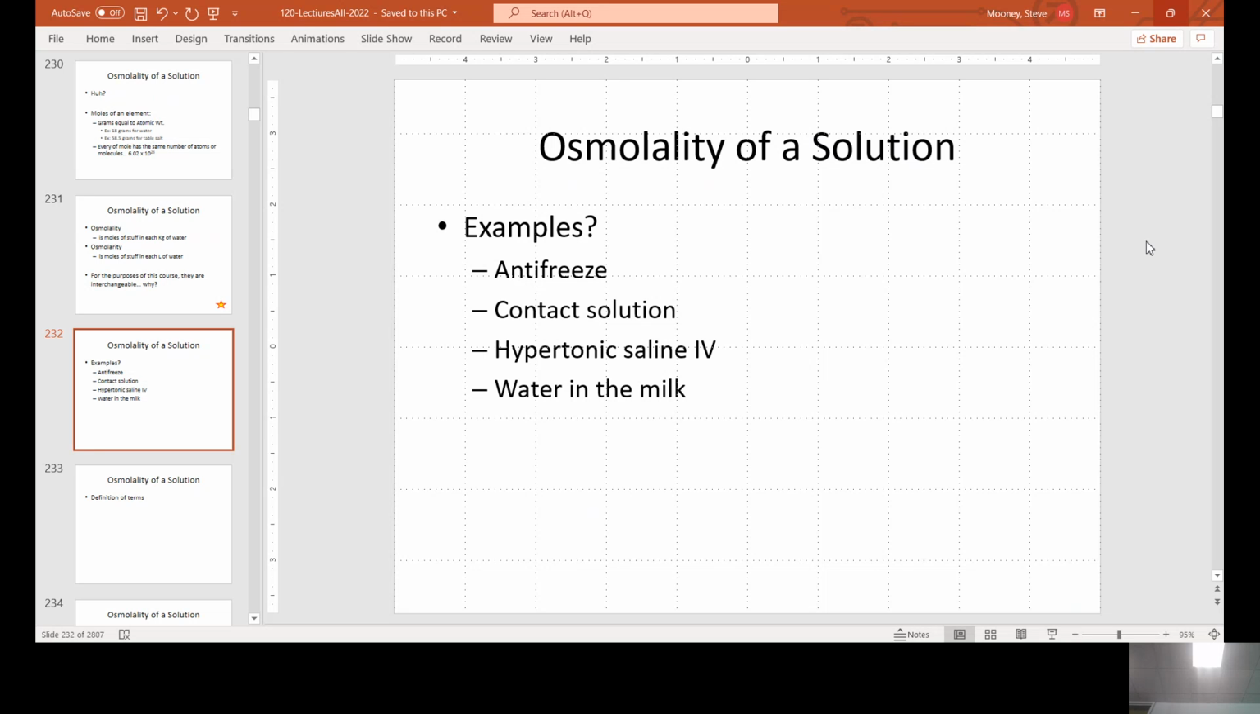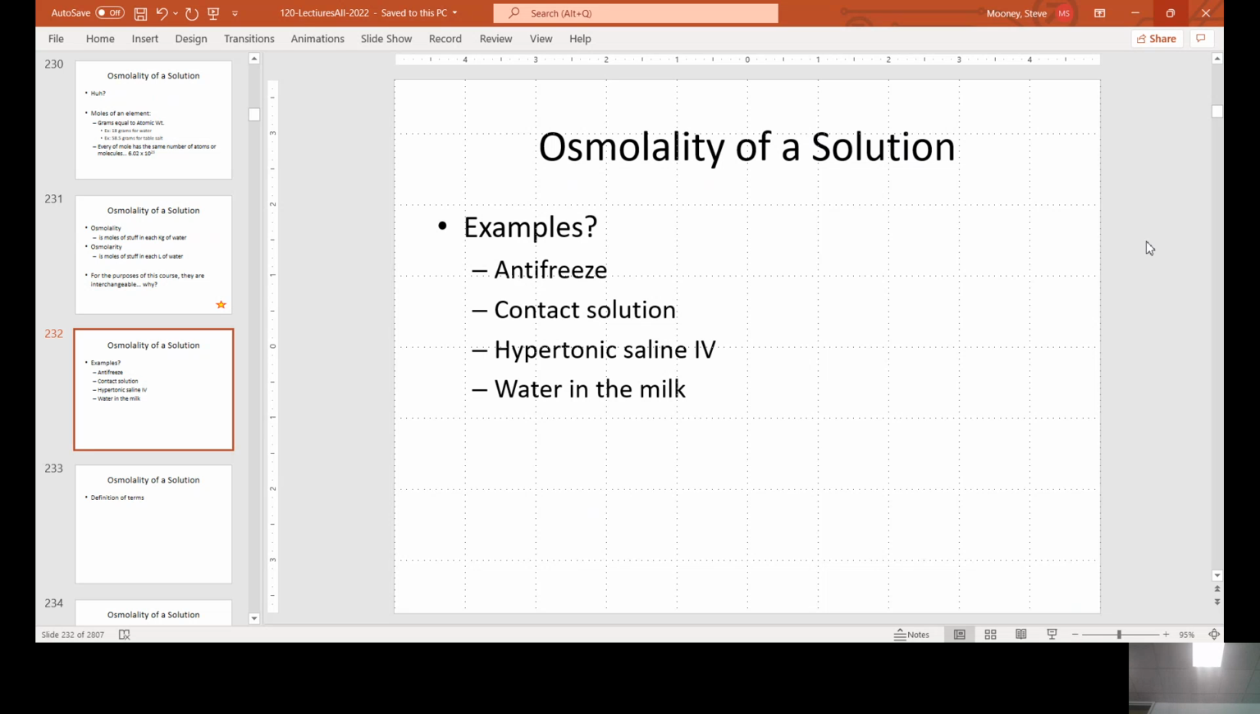We do the same thing with salt on ice. Salt on a day like today will actually work. If I increase the amount of stuff in solution, the moles of something in solution, it will depress the freezing point. So we deal with that.